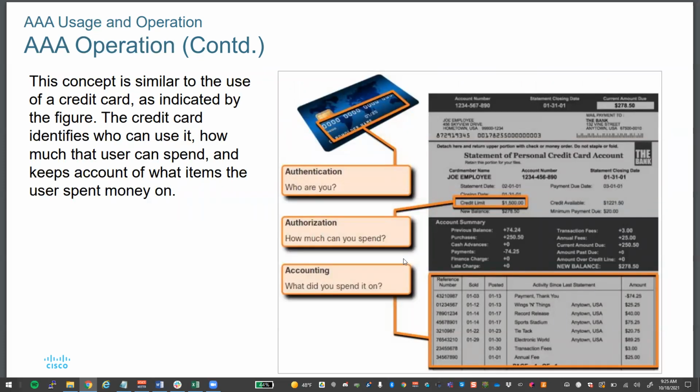So the concept is similar to using a credit card, indicated by the figure. The credit card itself identifies who can use it, how much that user can spend, and keeps track of the account of items that the user spent the money on. So who are you? You've got your name, your credit card number. On your authorization, how much you're allowed to spend. And then the accounting section would be, what did you spend it on?